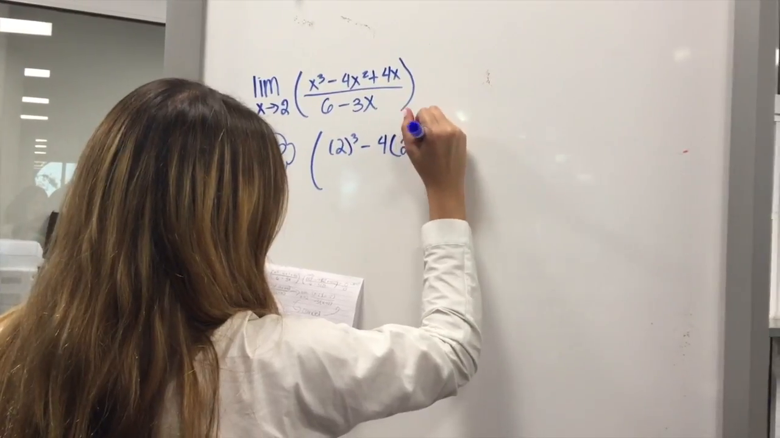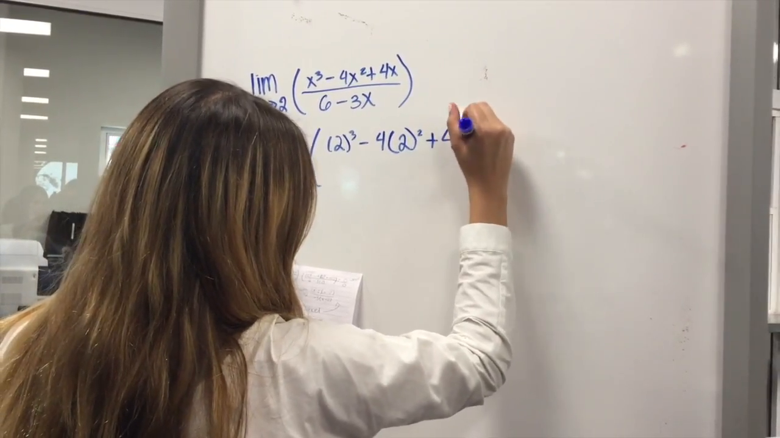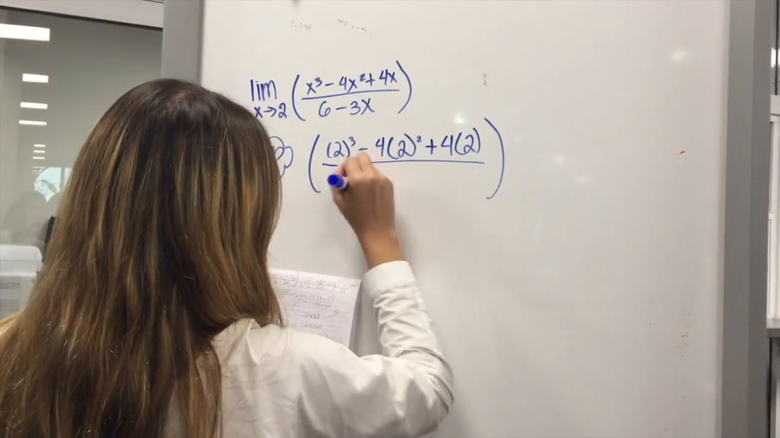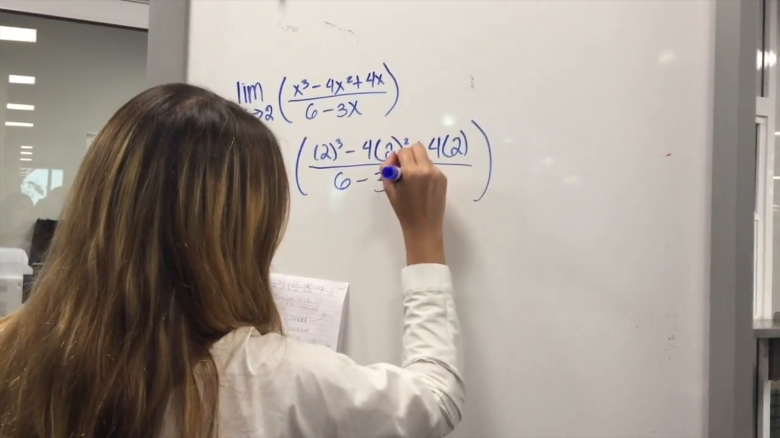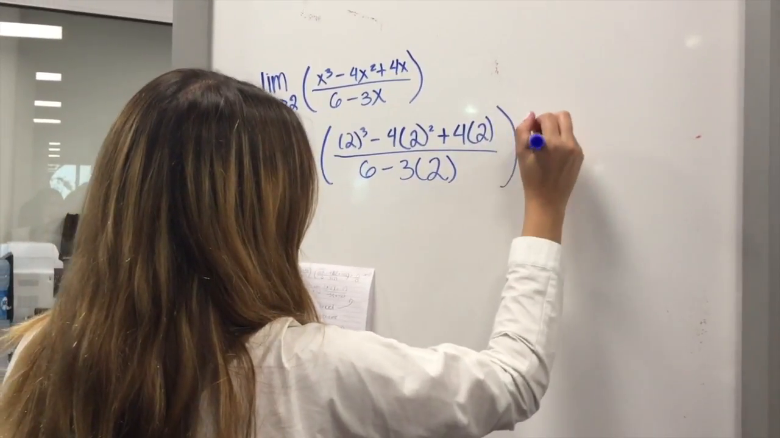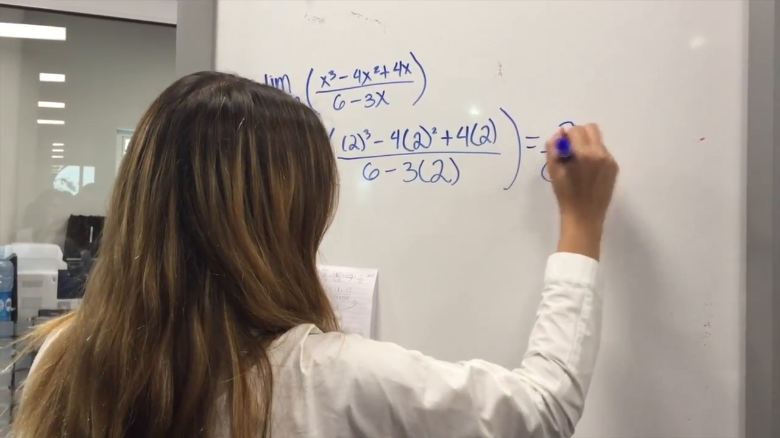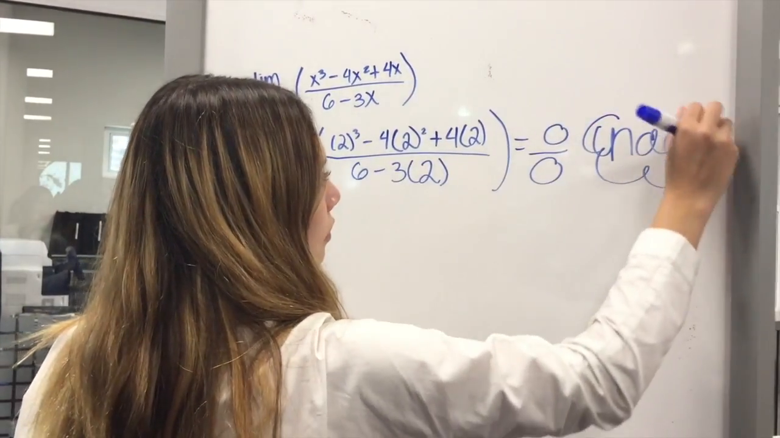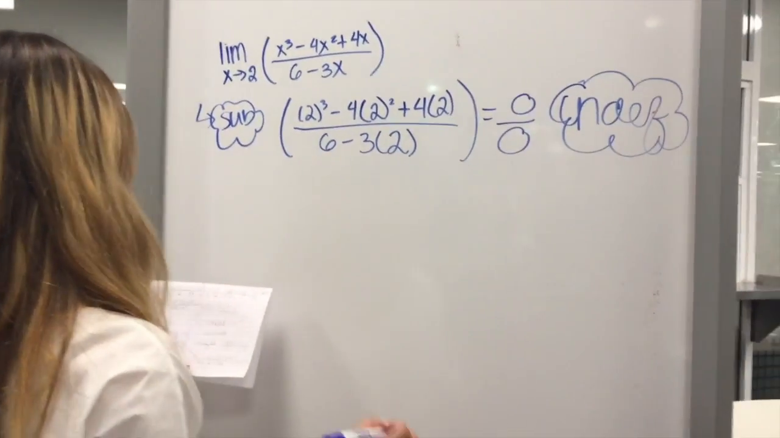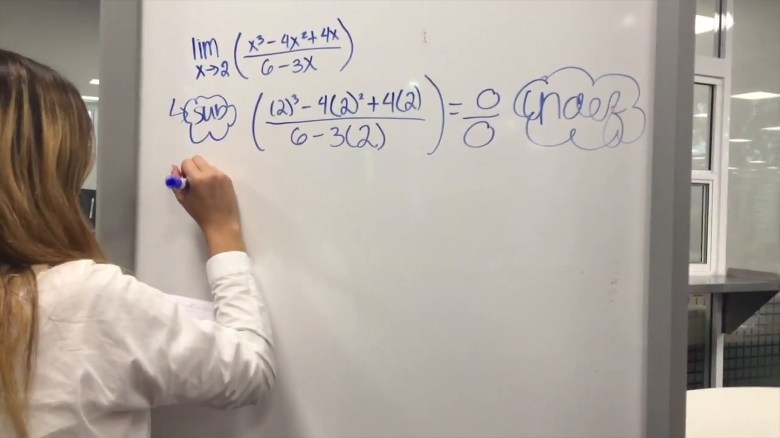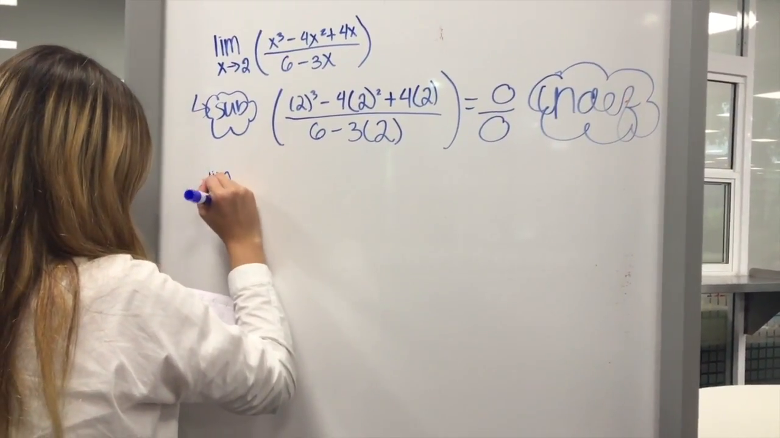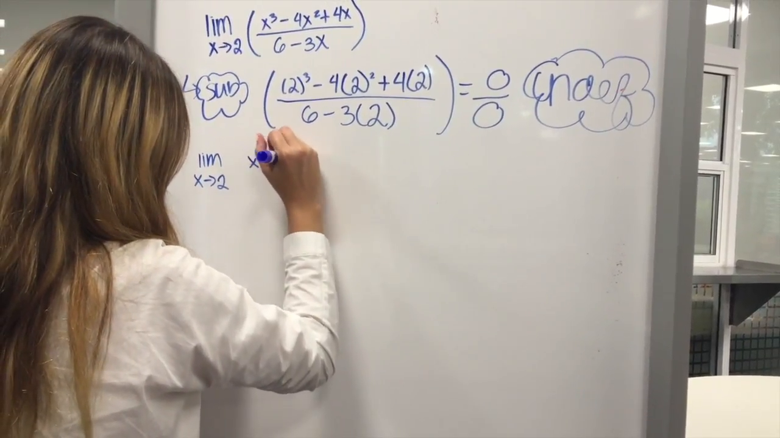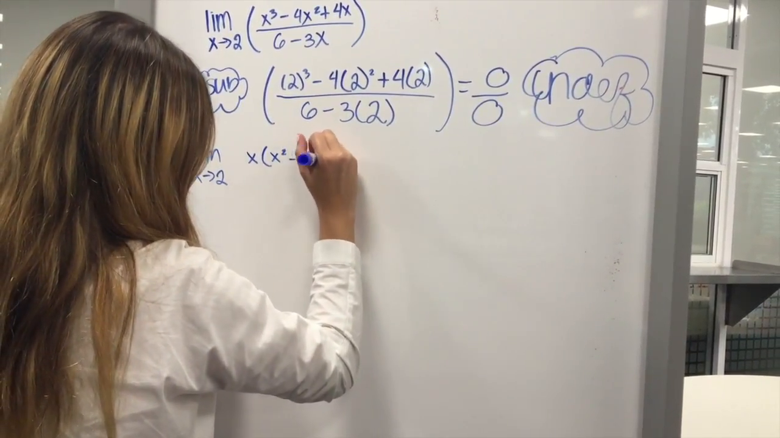Our first step is to substitute the 2 for the number that is indicated in your equation. In this case, we have 2 cubed minus 4 times 2 squared plus 4 times 2 over 6 minus 3 times 2, which gives us 0 over 0, which means it's undefined. Then, after we do this, we proceed to solving the equation algebraically.